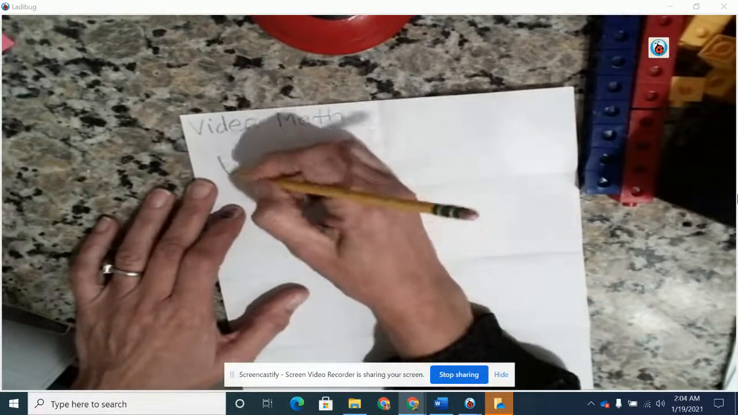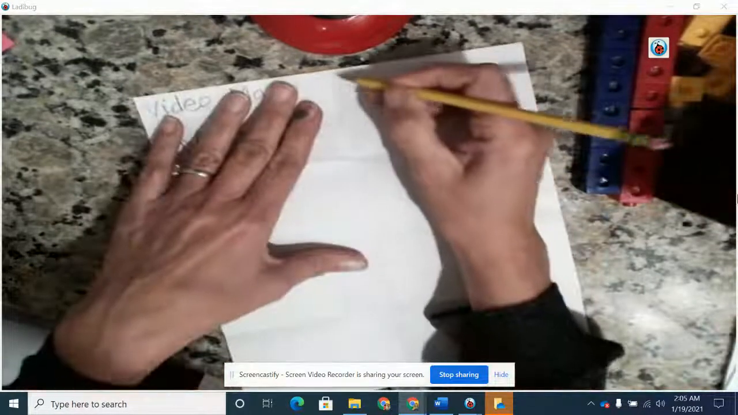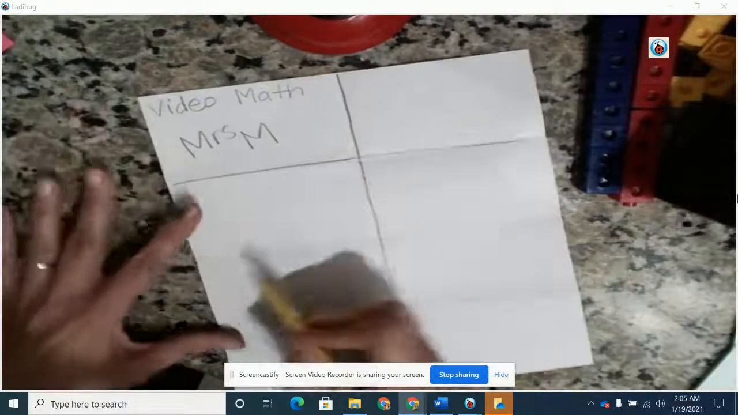The rest of the box gets your name. I'm just going to write Mrs. M. And then just take your pencil and go down the middle, fold, and then across on these folds so we can see the boxes. And it doesn't have to be perfect, not a big deal.